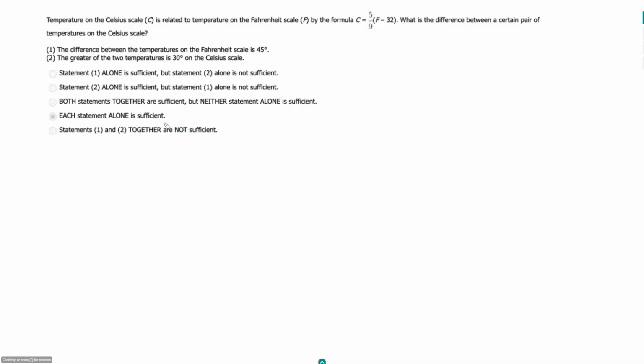Temperature on the Celsius scale is related to temperature on the Fahrenheit scale by the formula C is equal to 5/9 times (F minus 32). What is the difference between a certain pair of temperatures on the Celsius scale? So if we have two temperatures in Celsius, we are looking for C2 minus C1.